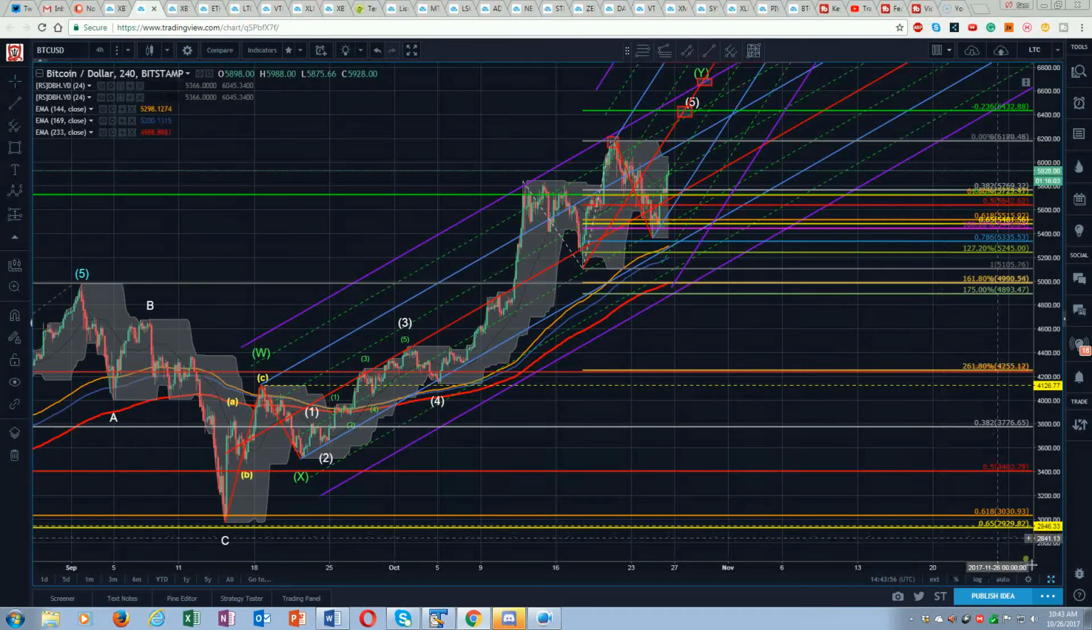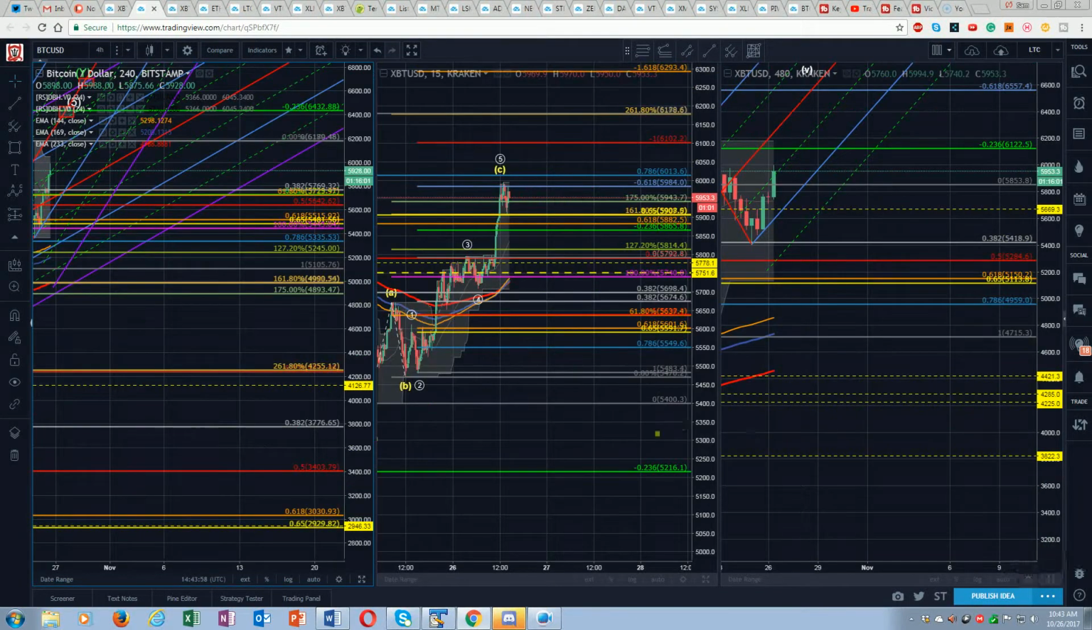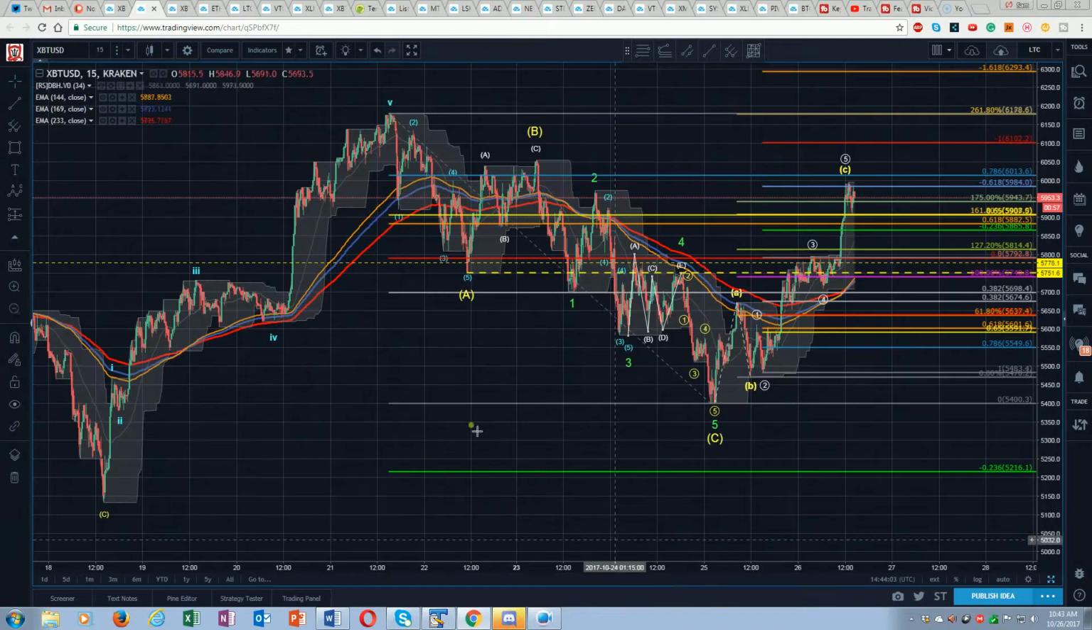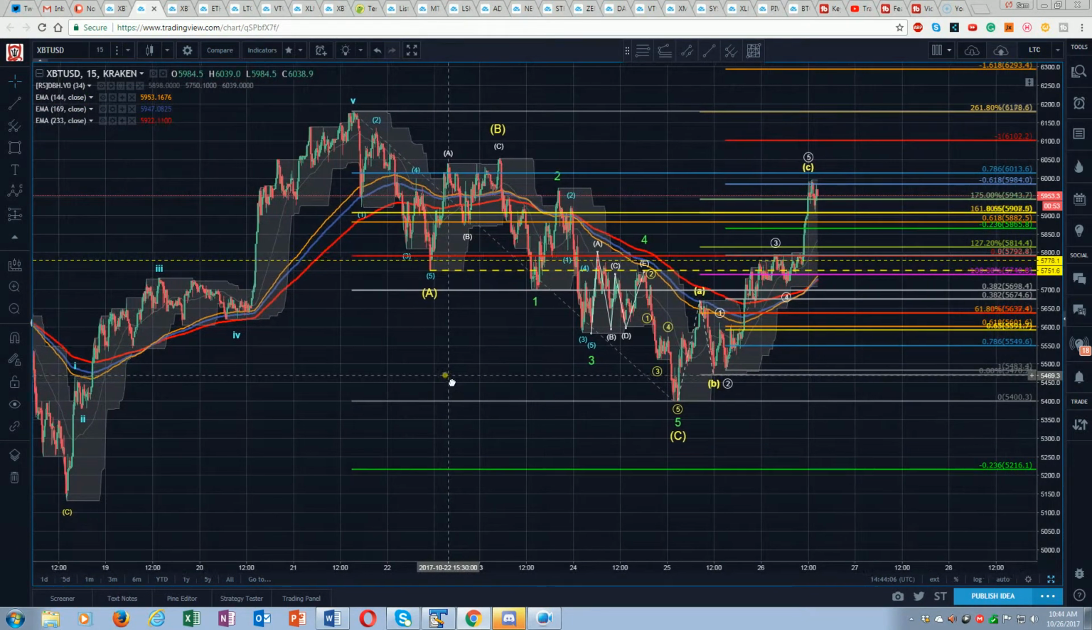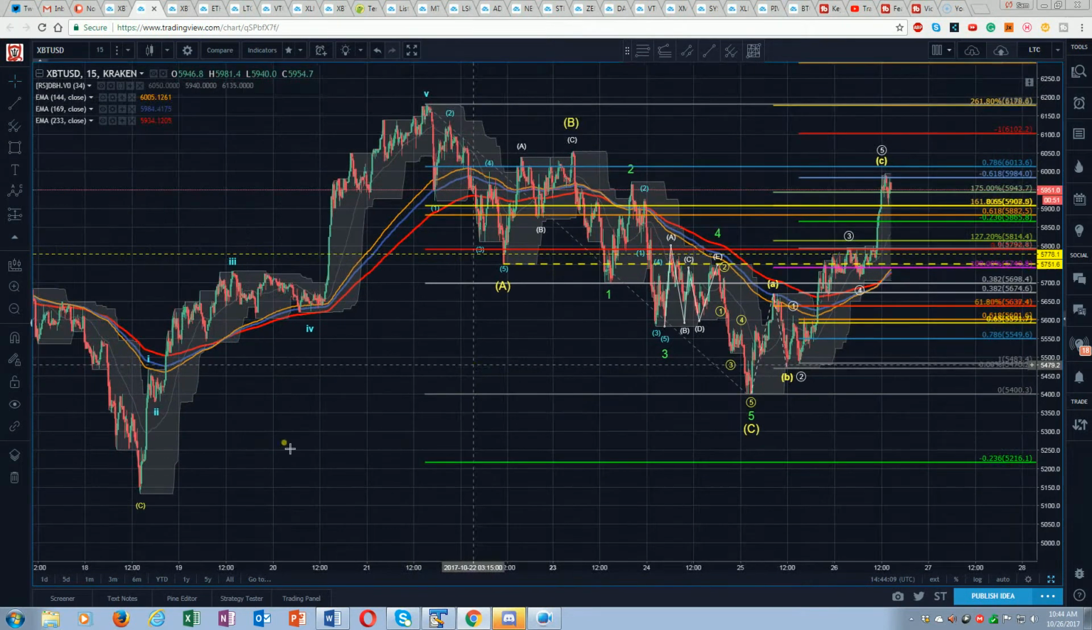So let's go down to a smaller time frame and see if we can get a handle on potentially the timing of that. So I'm down to the 15-minute, which has been relabeled multiple times. So at this point, here's as I was showing you, but potentially this is a 5-wave sequence here. We have all the characteristics. 3 is not the shortest. We get an extended 5.